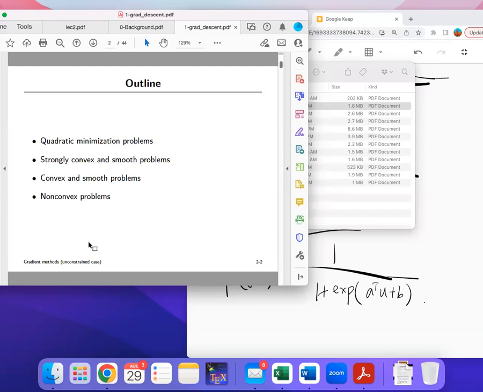So this is the outline. We will start from a specific class of problems called quadratic minimization problems. You can imagine this is the class of problems with a quadratic type of objective function. And then we will generalize this to strongly convex, and then convex and smooth problems, and in the end non-convex problems. So the class is becoming bigger and bigger, and the algorithm is the gradient descent algorithm.